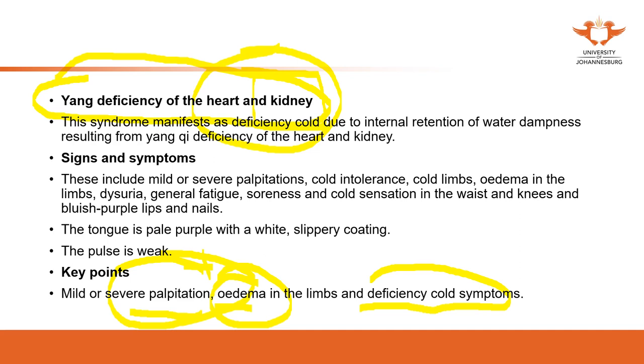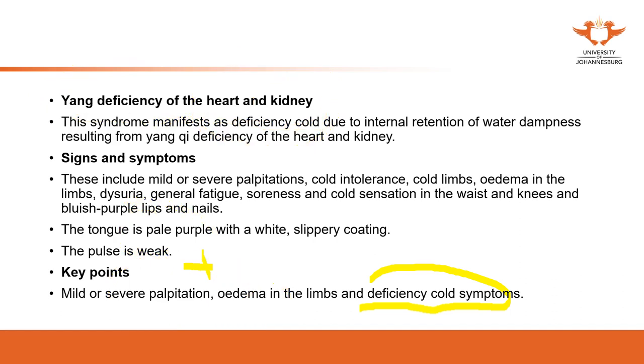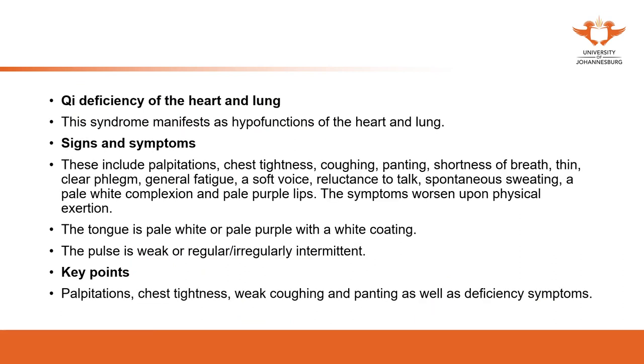So in this situation, we can focus on the heart and kidney, and then we're going to find other proofs, such as the pale tongue or a red tongue, that can help us to identify kidney yang deficiency or kidney yin deficiency. Qi deficiency of the heart and the lung.